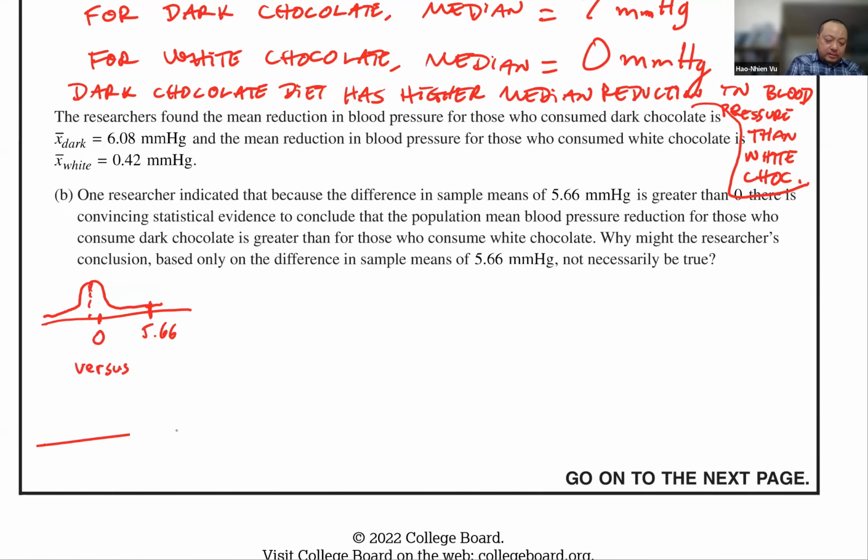But the situation could also be like this, where 5.66 is here, 0 is here, but the curve is very spread out. So the mean could be negative. It could be very easy to get to 5.66.